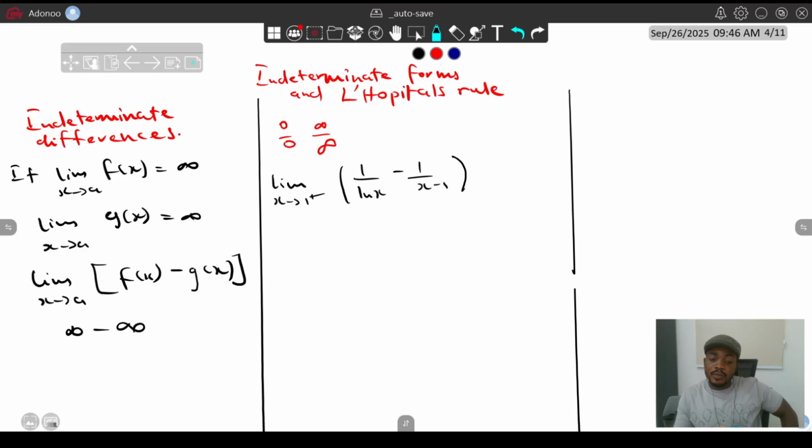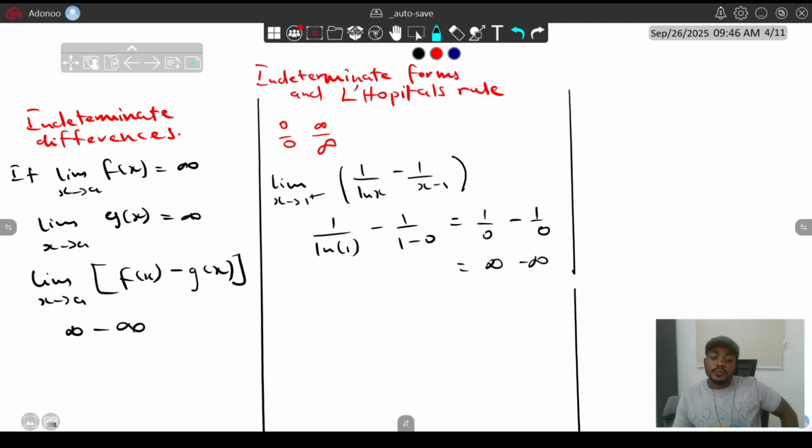So we'll look at this example here, where we have the limit as x approaches 1 from the left of 1 over ln x minus 1 over x minus 1. So what do we do here? First, we set the limit point to see what is happening. If we set the limit point, we have 1 over ln of 1 minus 1 over 1 minus 1. So clearly we can see that we have 1 over 0 minus 1 over 0, and this gives us infinity minus infinity, right?